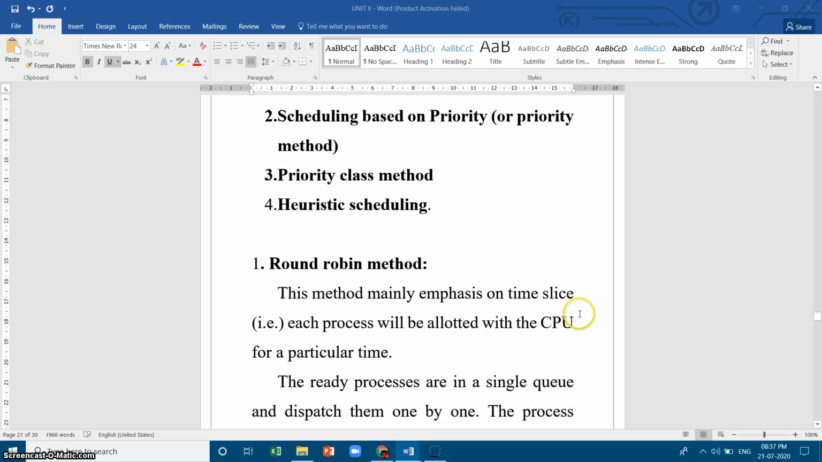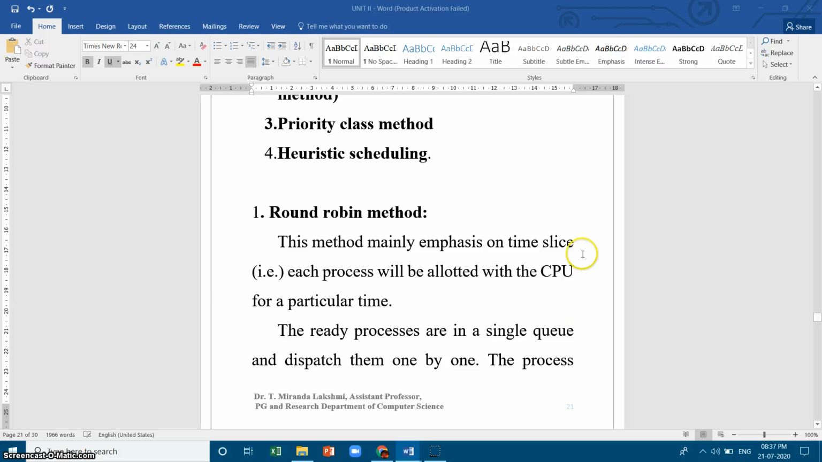If you're going to take your round robin method, it will be fully emphasizing your time slice. For each process, a time slice will be given. If the time slice expires, it will be joining the queue. So let us consider we are having four processes, P1, P2, P3 and P4. P1 will be given 2 minutes of time. Similarly, P2 also will be given 2 minutes, P3 also 2 minutes and P4 will be given 2 minutes of time.